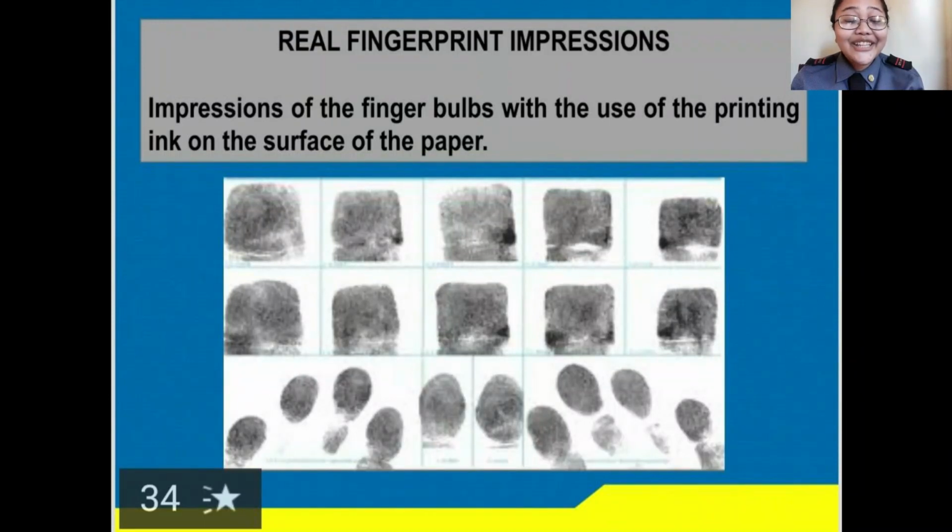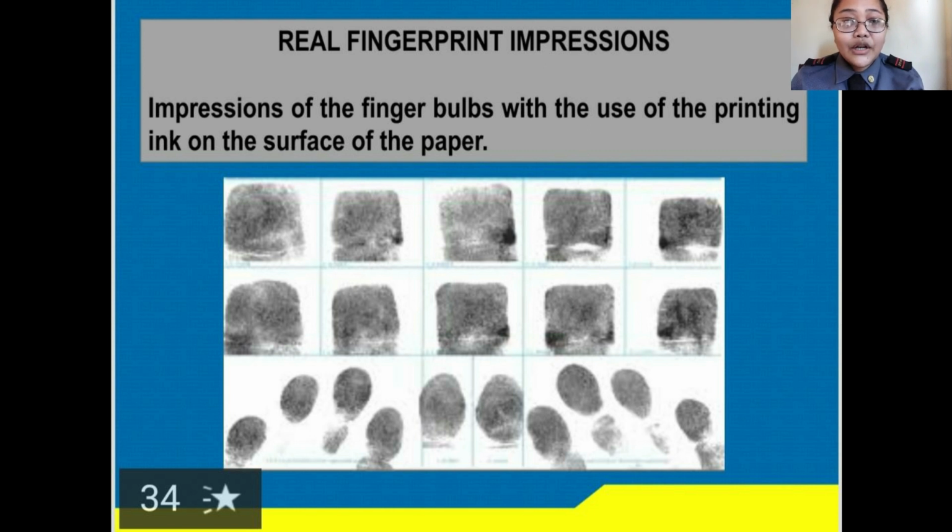For the next slide, we have the real fingerprint impressions. Impressions on the finger bulbs with the use of printing ink on the surface of the paper. This is very important because not only iya ka suspect ang makita nga latent print or plastic or patent print sa isa ka crime scene. Maybe or there's a possibility nga iya ka victim.